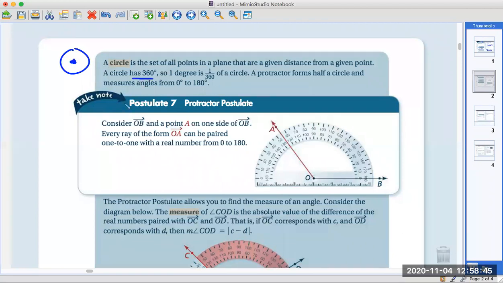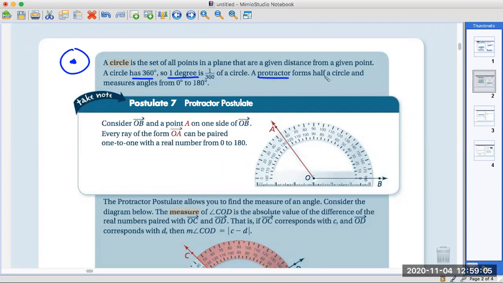A circle has 360 degrees. So 1 degree is 1 divided by 360. So a degree is 1/360th part of a circle. This is not that important. It's just interesting for some people to know that.